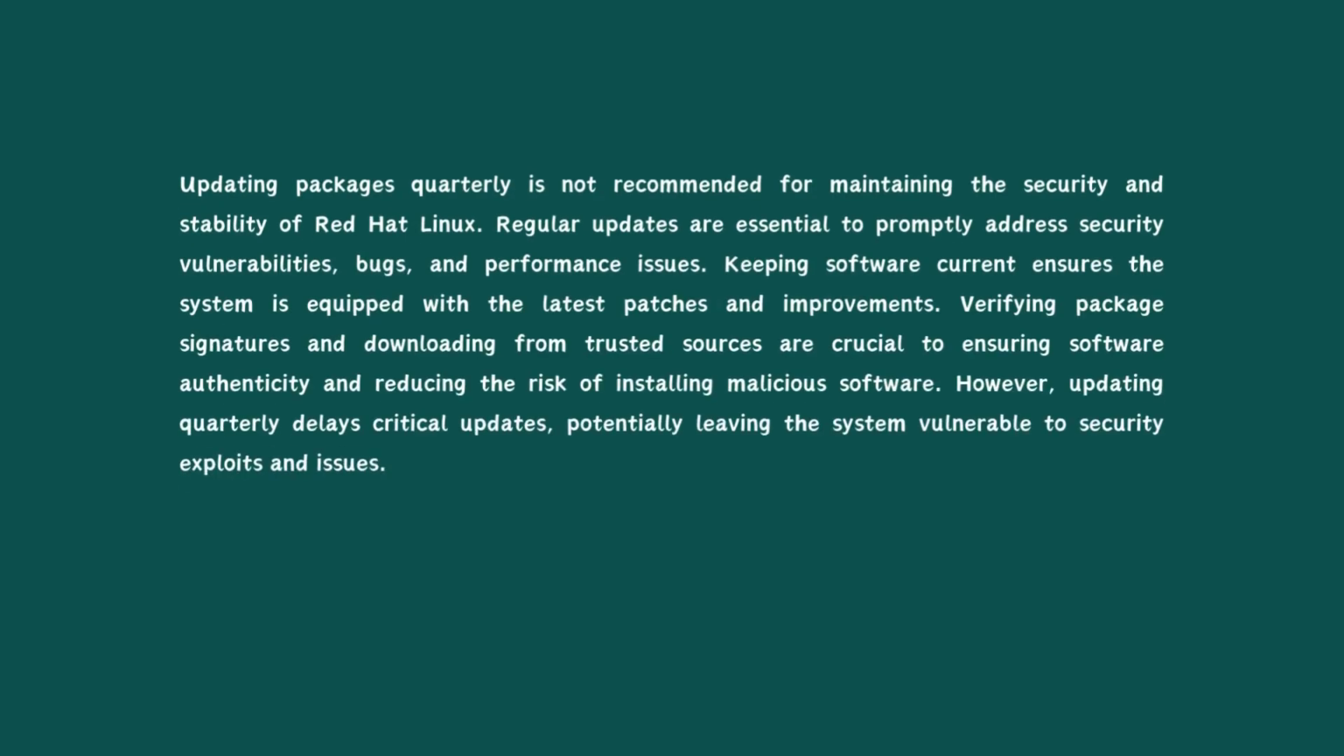Updating packages quarterly is not recommended for maintaining the security and stability of Red Hat Linux. Regular updates are essential to promptly address security vulnerabilities, bugs, and performance issues. Keeping software current ensures the system is equipped with the latest patches and improvements. Verifying package signatures and downloading from trusted sources are crucial to ensuring software authenticity and reducing the risk of installing malicious software. However, updating quarterly delays critical updates, potentially leaving the system vulnerable to security exploits and issues.